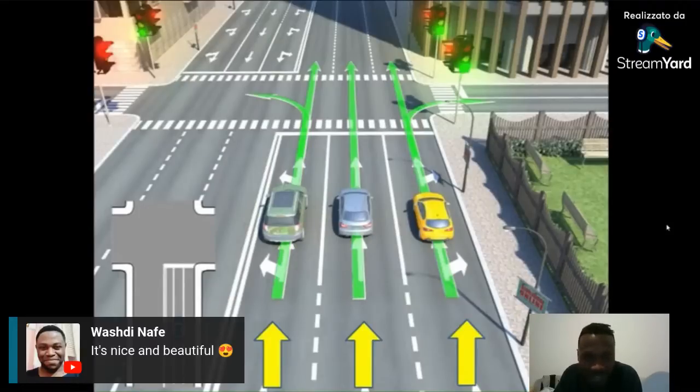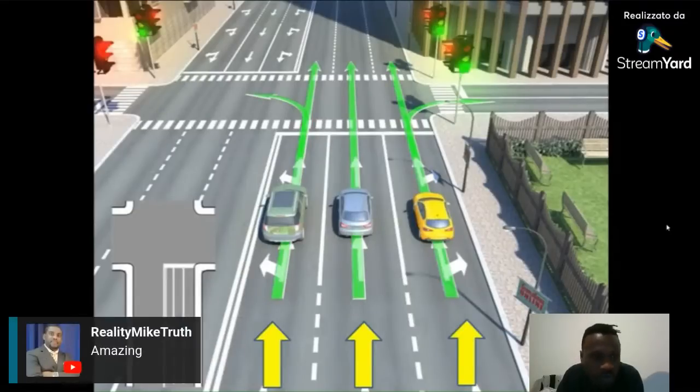You understand everything. It's just telling us, according to the arrows, if the arrow is indicating straight and right, it means the right corsia can go straight and right. The middle corsia can only go straight. The corsia on the left can only go to the left or straight. Simple. Finito.